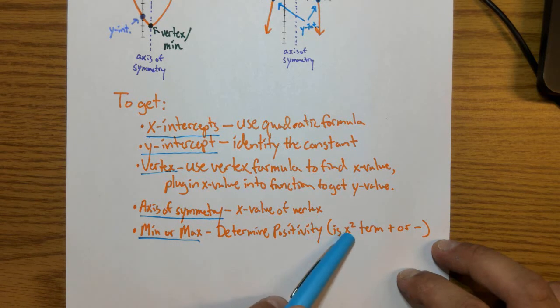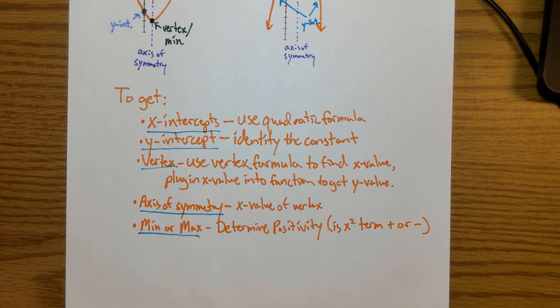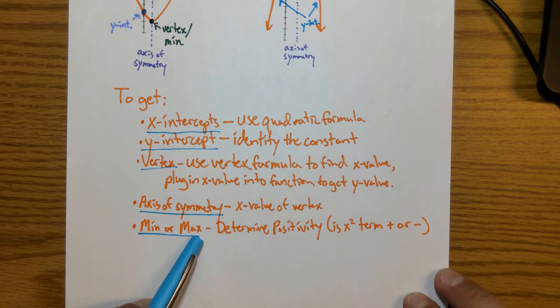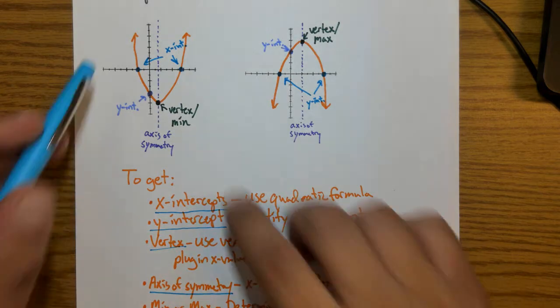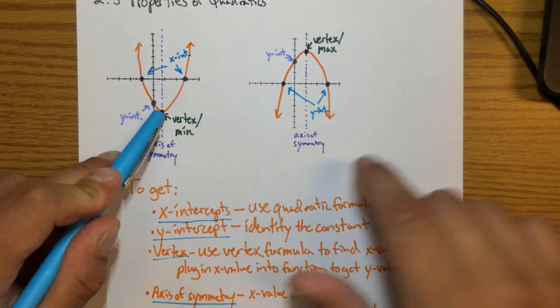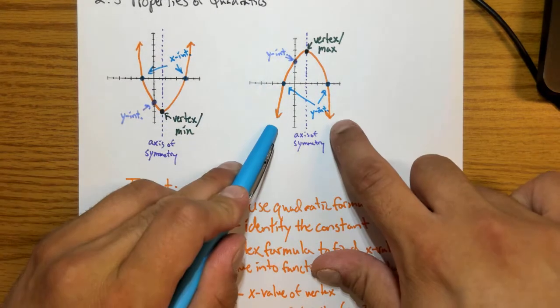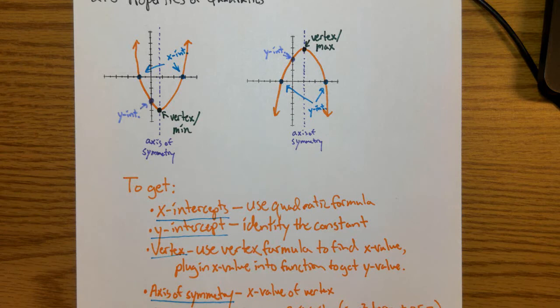Is the x squared term positive or negative? So is there a minus right in front of the x squared term? Right? If it's minus, you'll have a max. If it's positive, you'll have a min. And why? Well, if it's positive, it'll open up, meaning we'll have a min. If it's negative, it'll open down, which means it will have a max. So just something you have to remember.